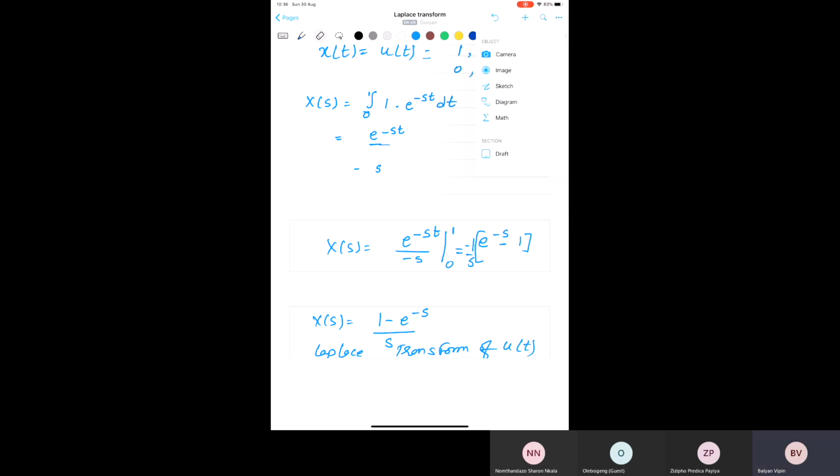Now there is one more thing which comes into the picture, as I told you, that we have to find the region of convergence of the signal.